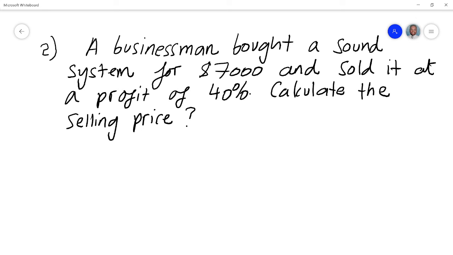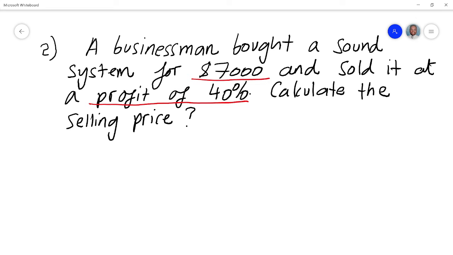Now we know from here that this person has made a profit of 40%. And the buying price or the cost price. Some textbooks tend to use buying price, some textbooks tend to use the cost price because that's the cost before you sell it. So in this situation, we're looking at the buying price.